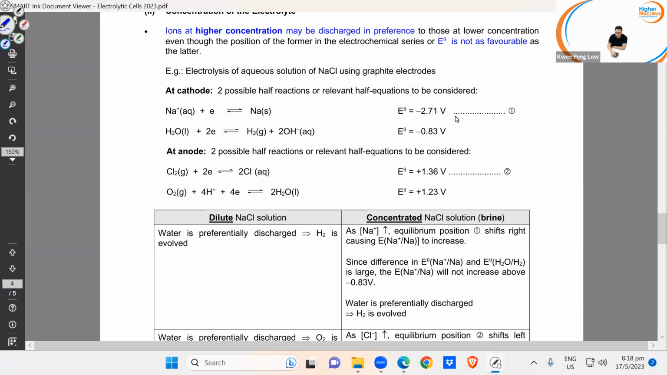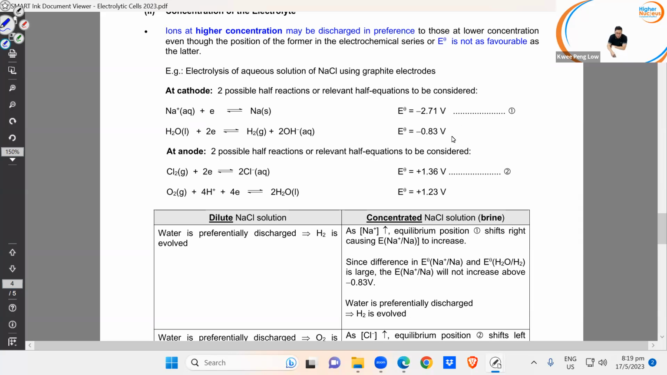Now, first, you take note. The difference between these two values is very big. Okay, minus 2.71, minus 0.83, the difference is very big. So even though this first equilibrium is shifting forward, and this value is getting more and more positive, it will never become more positive than minus 0.83 because the difference between the two values is too big.